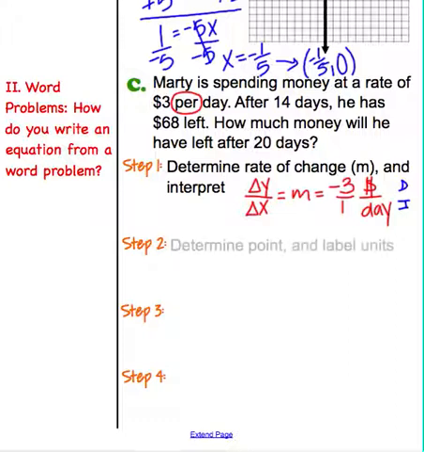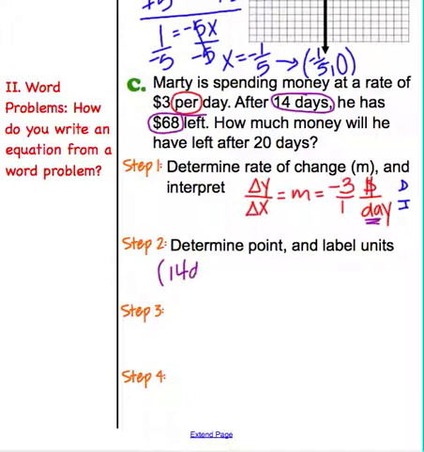The next step is going to be to determine a point and label its units. So when I look here, we're looking at money and days. And so when I see here, I see that we have 14 days and we have $68. And so we need to make a point, and we're going to label the units right in there. So we said our x was going to be days, so we have 14 days, comma, and our y value is money, and in 14 days he has $68.